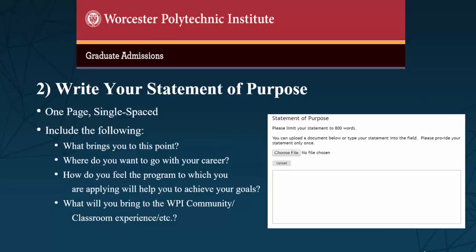The statement of purpose should be one page, single-spaced, and include the following. What brings you to this point? Where do you want to go with your career? How do you feel the program to which you're applying will help you to achieve your goals? What will you bring to the WPI community, classroom experience, etc.?